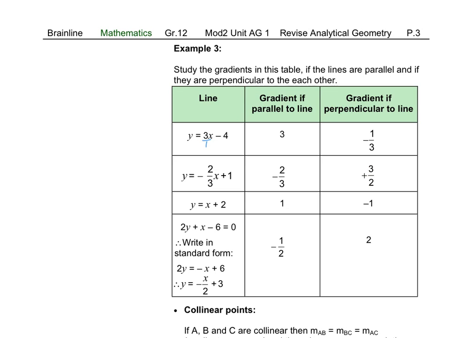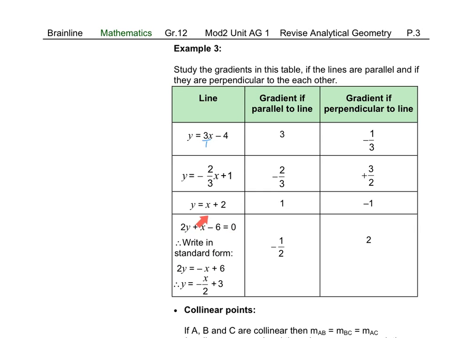Then we have y equal to 1x plus 2, so the gradient is 1, and for the parallel line, we will use the same gradient. Then for the perpendicular line, we're going to use the opposite sign, which will now be a minus, and for perpendicular lines, the two gradients multiplied by one another must give us minus 1. So 1 times minus 1 does give us minus 1 for the perpendicular line. Then for the next equation, we first have to write it in standard form.